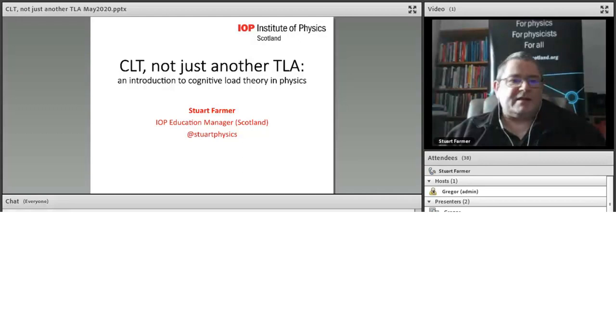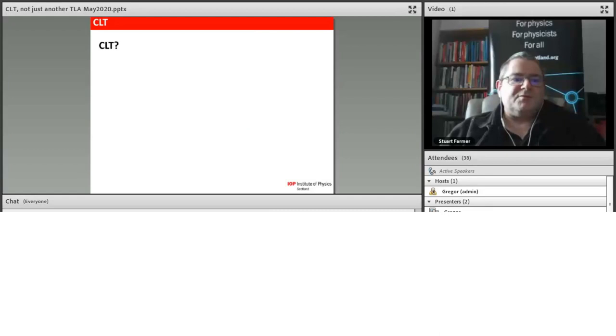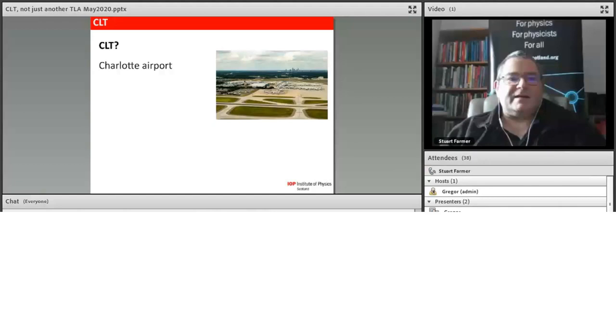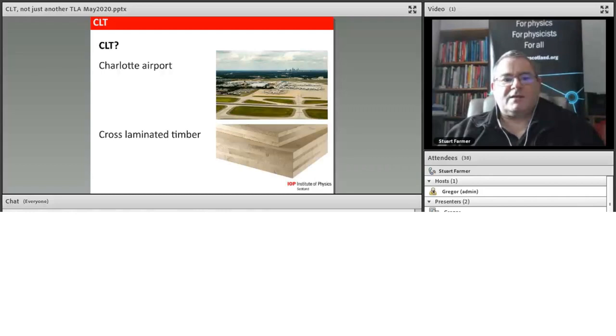and things that you might be able to use in your class going forward. Now, you can see that the title that I've used for this session is CLT, not just another TLA, and some of you might well know what these acronyms stand for, but just in case that you don't, TLA stands for three-letter acronym, and in terms of CLT, well, obviously you wouldn't be here if you hadn't signed up and seen the blurb, but certainly up to a few years ago, I think that if you had asked a teacher what CLT was or put that into Google, you might have come up with responses like that it's the code for Charlotte Airport, or the most common thing that actually comes up in Google is that it stands for cross-laminated timber.